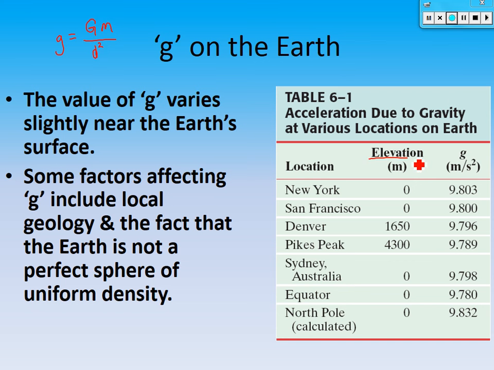But elevation can change, so how far away you are from the center of the Earth changes. So as you can see in Pikes Peak, the largest elevation, it's not 9.8, it's 9.789. Now it's very close to 9.8, but it does change. So it's not always 9.8. So I just thought it was kind of interesting.